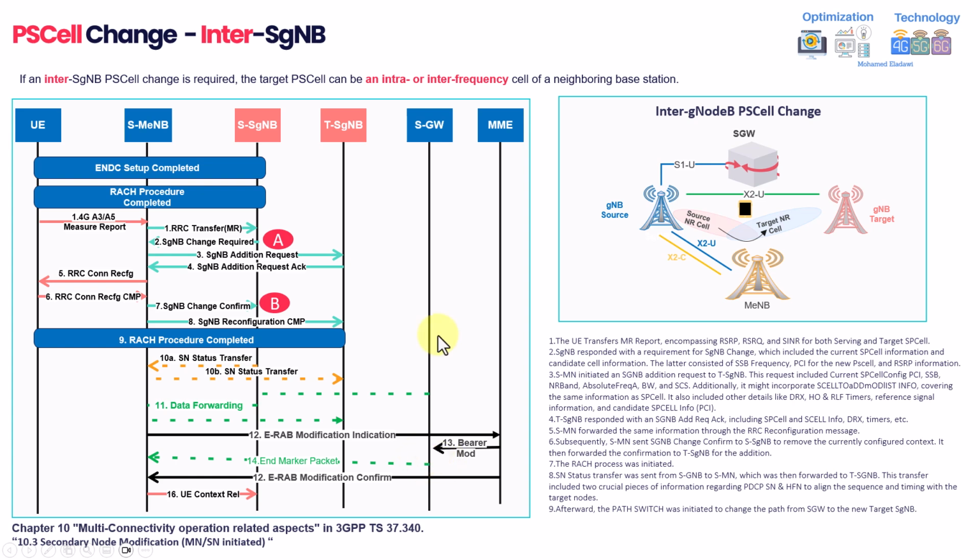Once it's received, it will send an end marker packet to the master node and the old serving SgNB. It will tell it, okay, now I'm not going to forward any data anymore, and it will send a confirmation. Once this is done, if you look at the top right here, the path will be created. Now the data will be transferred, and once this is received, the master node will release the connection from the serving gateway to the old one.